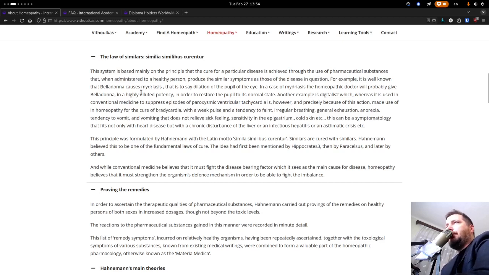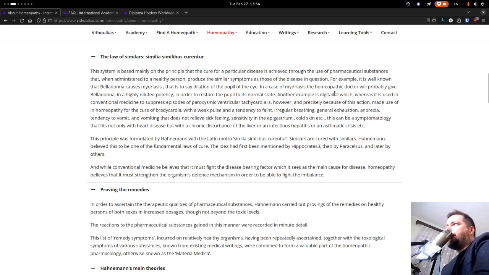For example, it is well known that belladonna causes mydriasis. That is to say, the dilation of the pupil of the eye. In a case of mydriasis, the homeopathic doctor will probably give belladonna in a highly diluted potency in order to restore the pupil to its normal state. Well, that was written for, I think, just the general public, so it's written in a simplistic fashion, but it's much more complicated than that. As I said, we're looking at the symptom pictures and not just single symptoms.